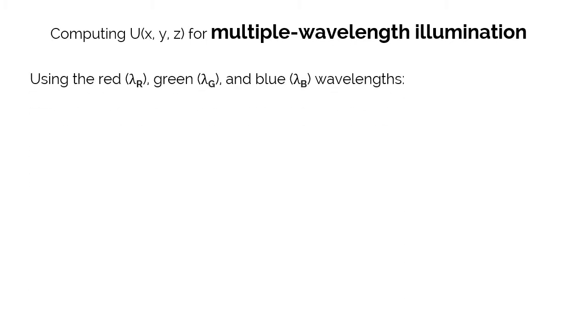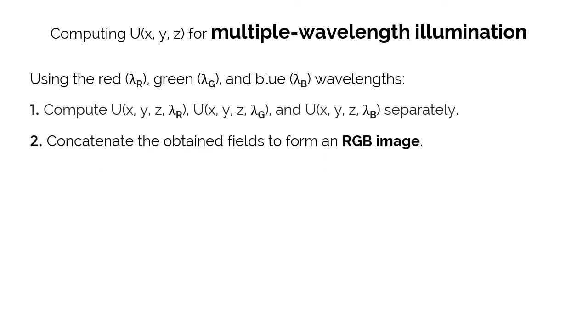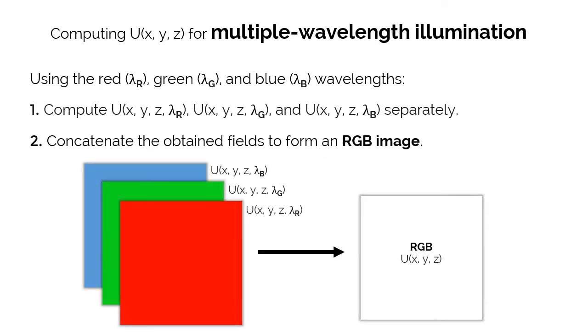To obtain the diffraction pattern using multiple wavelength illumination, using the red, green, and blue wavelengths, we first compute the Rayleigh-Sommerfeld integral equation individually for the three wavelengths, and then we concatenate the results to obtain an RGB image of the diffraction pattern.